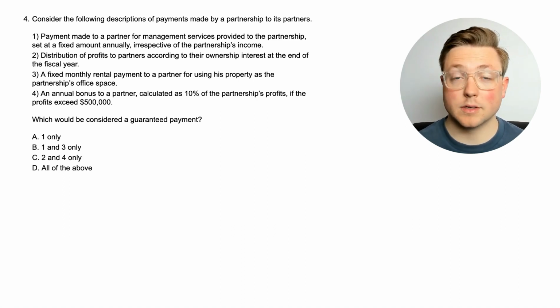We just learned about guaranteed payments. This is trying to give us a little bit more context. Go ahead and pause the video and try to see if you can figure out which ones would be guaranteed payments. And when you're ready, come back and we will look at the answer together.